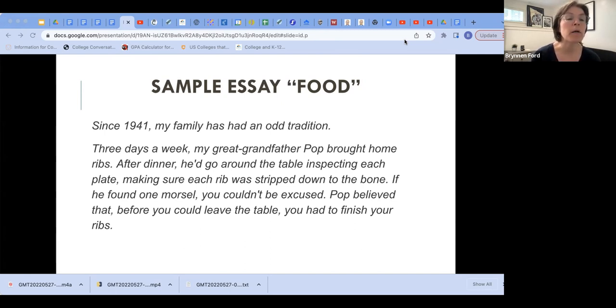Since 1941, my family has had an odd tradition. Three days a week, my great-grandfather Pop brought home ribs. After dinner, he'd go around the table inspecting each plate, making sure each rib was stripped down to the bone. If he found one morsel, you couldn't be excused. Pop believed that before you could leave the table, you had to finish your ribs.